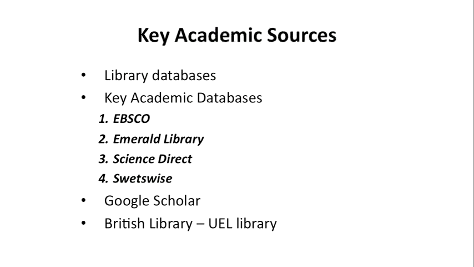Things like EBSCO, Emerald Library, ScienceDirect, and SAGE are academic databases that have journal articles in every field imaginable, but particularly within business. And Google Scholar as well is quite useful. And for UEL-based students, the British Library is quite useful as well. But specifically, those databases are where you will find out what the body of knowledge is, what's been written previously, what gaps are emerging, and how you may possibly be able to address those gaps.